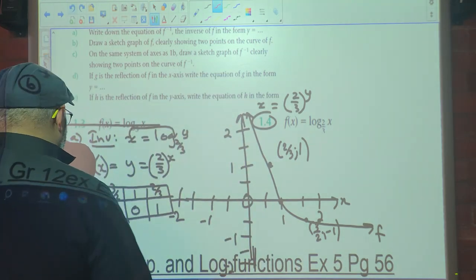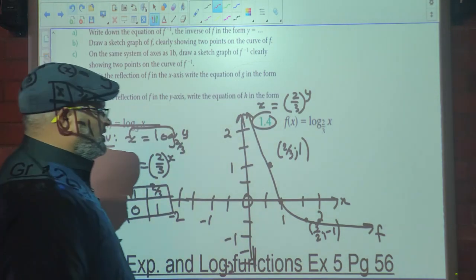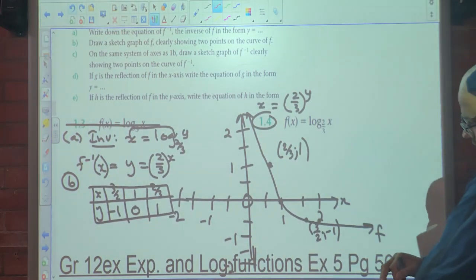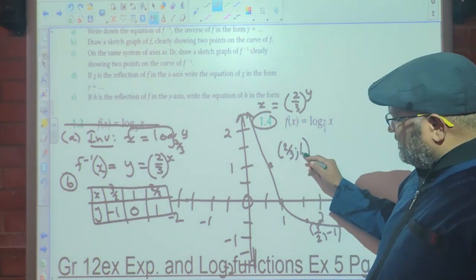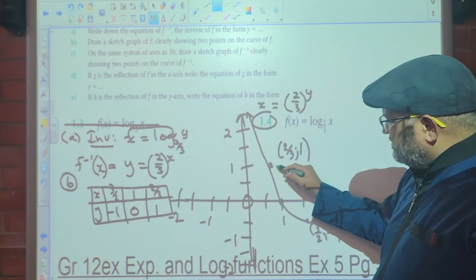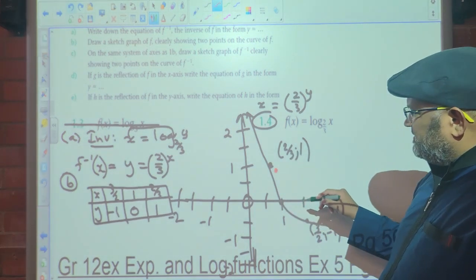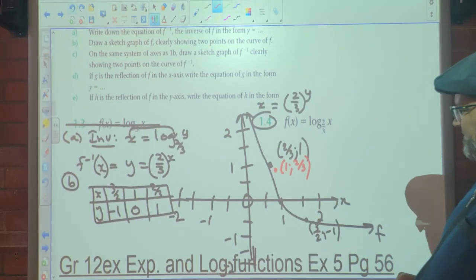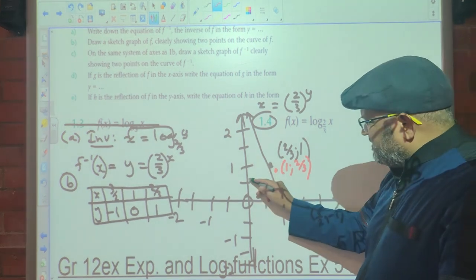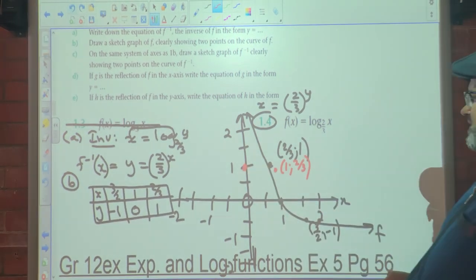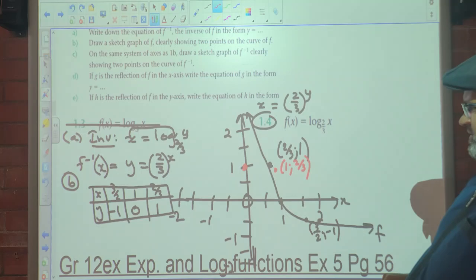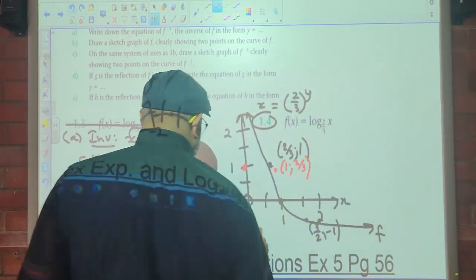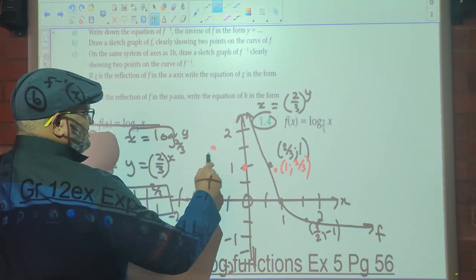Okay, then the next part of the question says draw the inverse. Okay, so if this is 2/3 and 1, it is going to become 1 and 2/3, which is lower than that. Okay, that is 1 and 2/3. And then 1 and 0 becomes 0 and 1. And then 1.5 and -1 becomes -1 and 1.5.